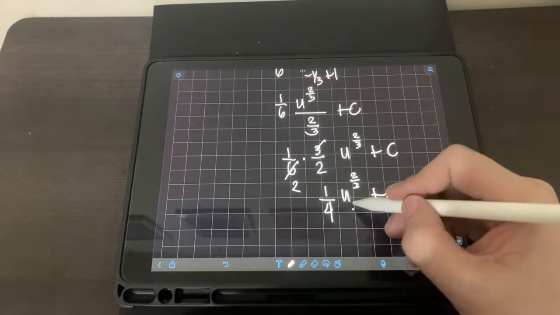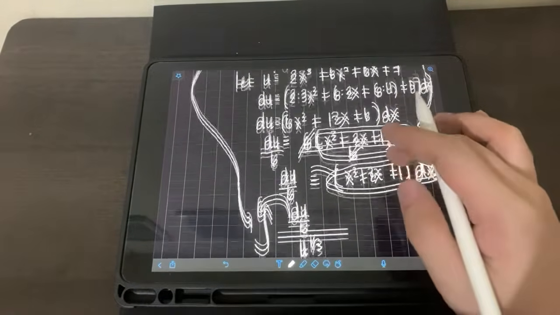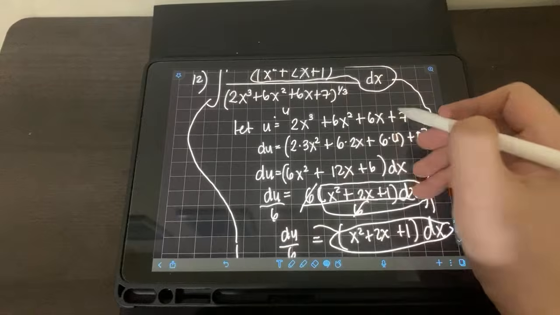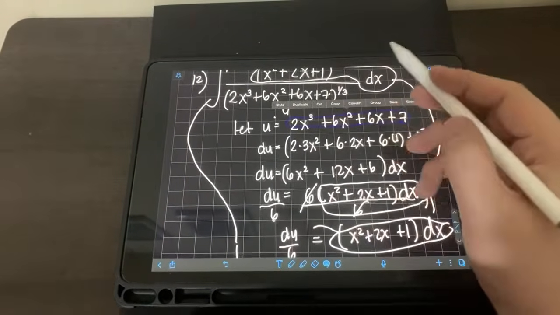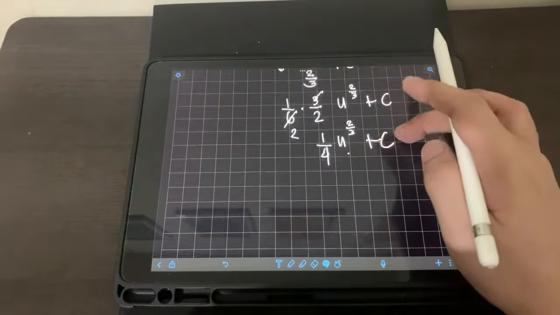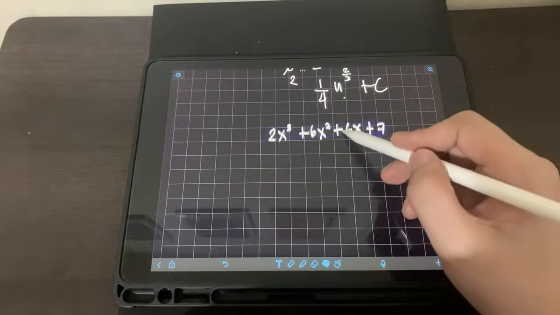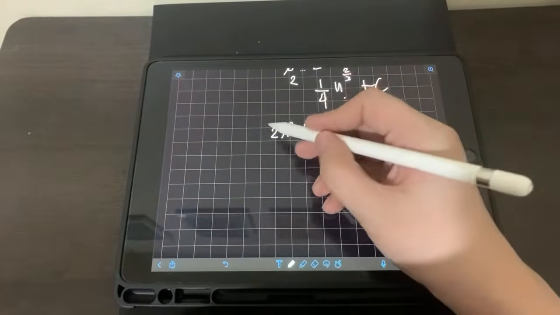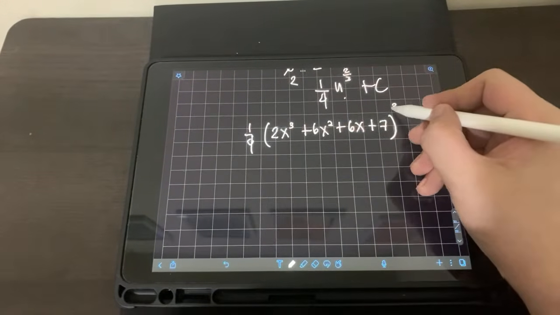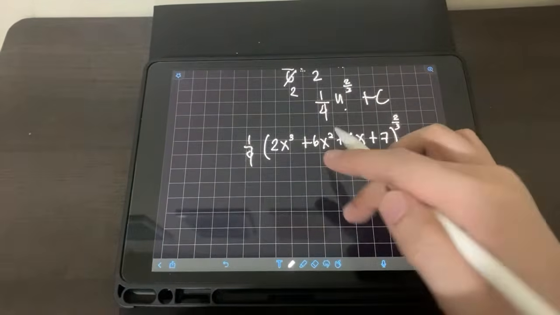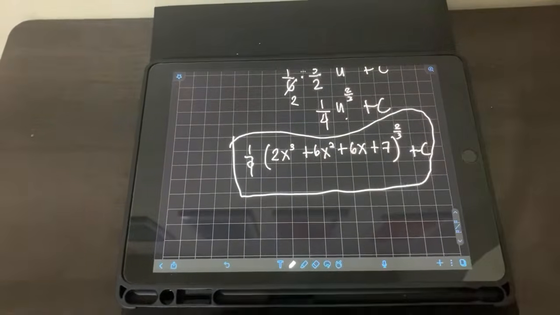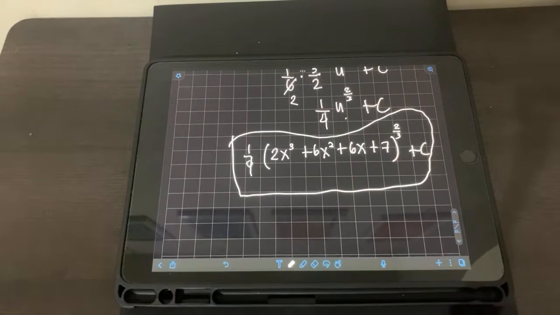And then, don't forget to transform back the u in terms of x. So, it is 2x cubed plus 6x squared plus 6x plus 7. So, this is our u. Copy na lang. So it is 1/4 times that quantity raised to 2/3 plus C. Okay, so this is the final answer.